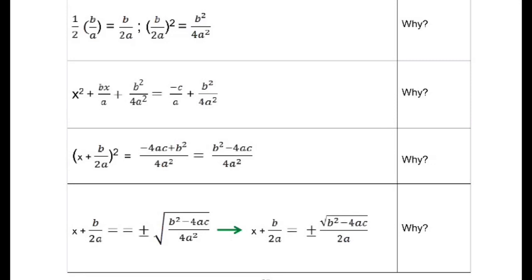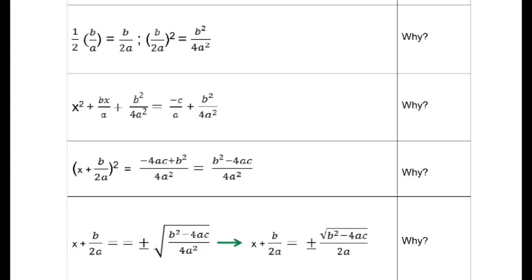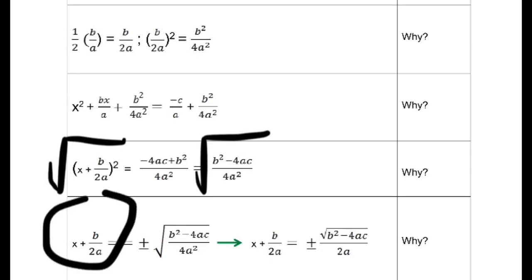Then the last step, we're going to extract the square roots of the two sides. On the left, we extract the square root of the quantity x plus b over 2a squared. On the right side, we extract the square root of b squared minus 4ac over 4a squared. The square root of the quantity x plus b over 2a squared is x plus b over 2a, and this is equal to plus or minus the square root of b squared minus 4ac over 4a squared. Then this will result to x plus b over 2a equals plus or minus the square root of b squared minus 4ac as the numerator over the square root of 4a squared. The square root of 4 is 2 and the square root of a squared is a, so that is 2a.